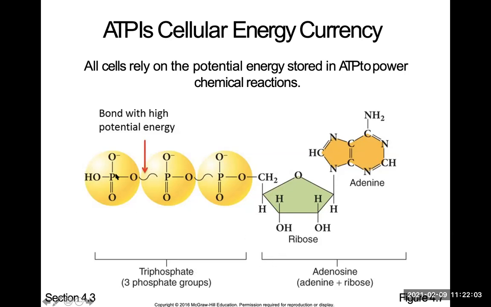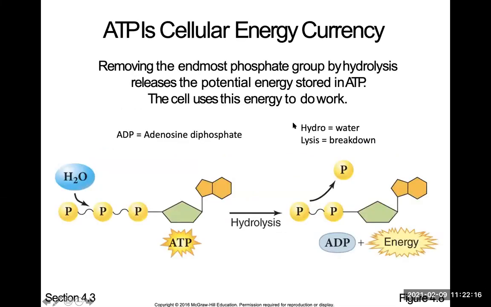Tri here stands for 3 phosphate bonds, triphosphate. So this is the energy currency, and we learned last time that it's made in mitochondria. All cells rely on potential energy stored in ATP to power the chemical reactions, to power the metabolism that's going on. So this phosphate bond can break through hydrolysis. Hydro means water. Lysis means breakdown. Once this chemical bond comes in contact with water, it breaks and releases energy. This reaction is called hydrolysis.